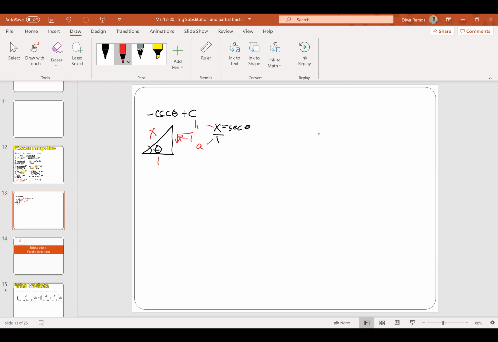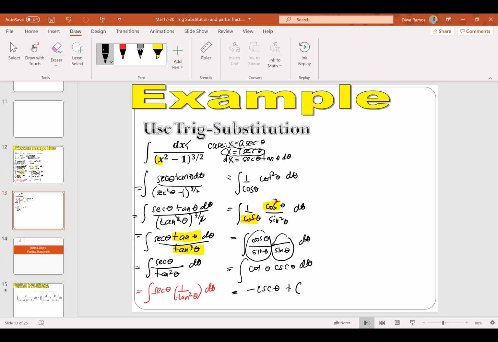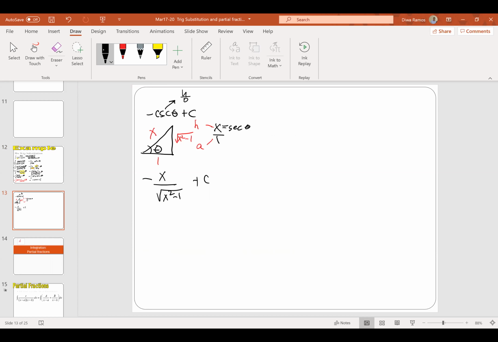Okay, let's continue from here. All right, so our cosecant here is 1 over sine, so that's hypotenuse over opposite. So we have hypotenuse over opposite, which is x over the square root of x squared minus 1, plus c. So it's actually simpler than I originally thought. I will double check it later. I actually thought I had a longer answer here when I did this.